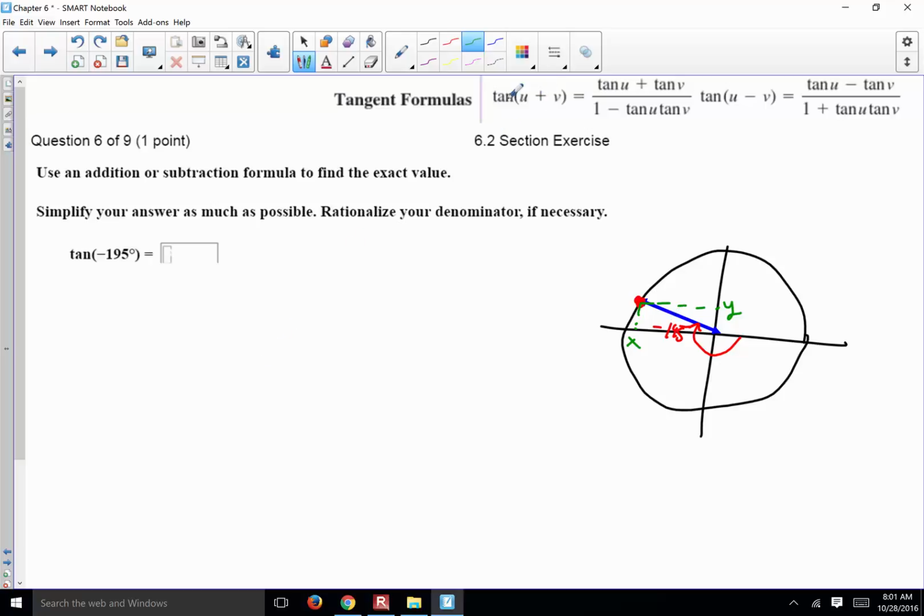So I believe you're gonna make this a sum or difference of two values. First off, we don't like negative angles. Is there a way to turn this into a positive angle?